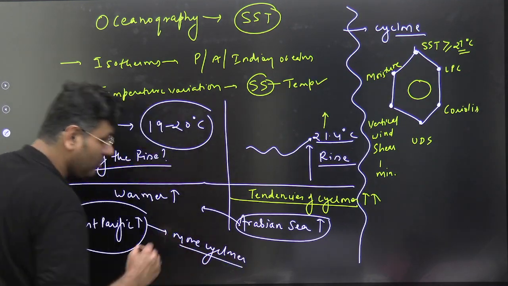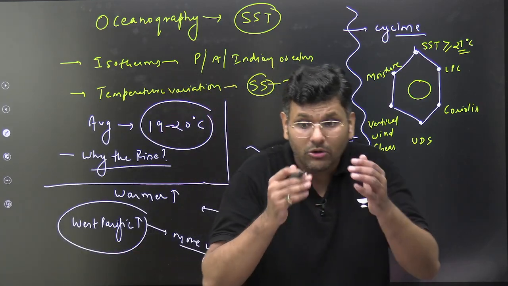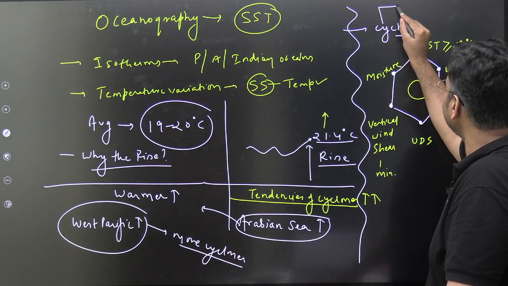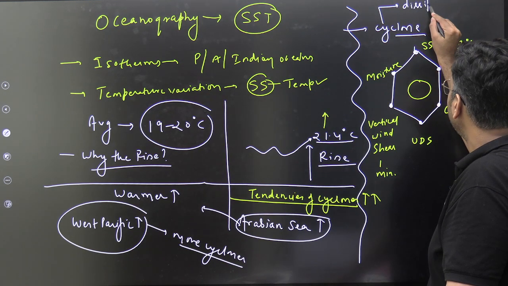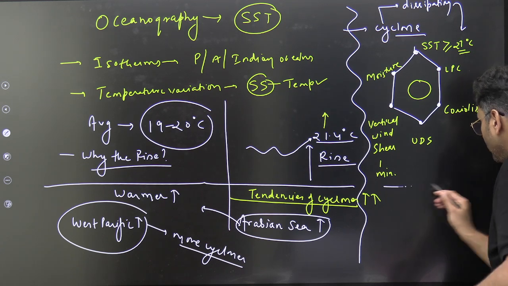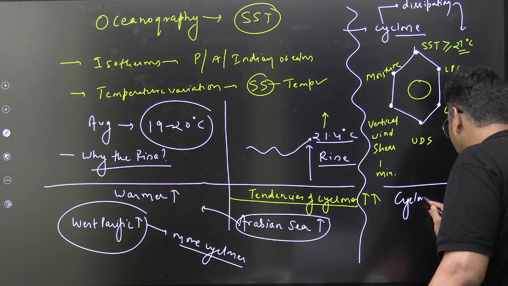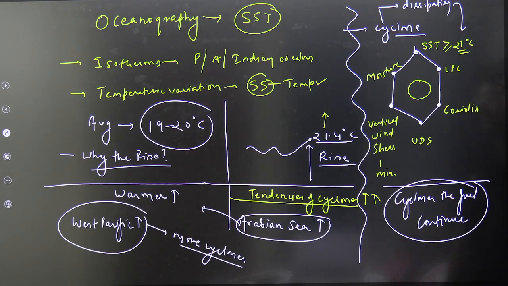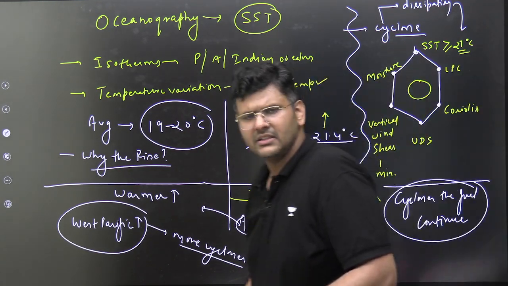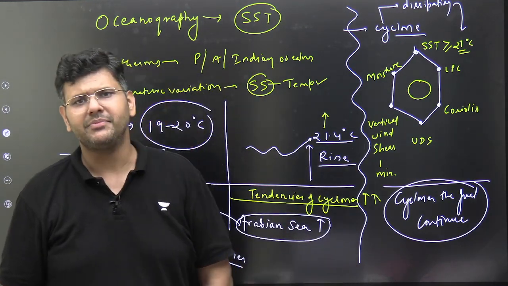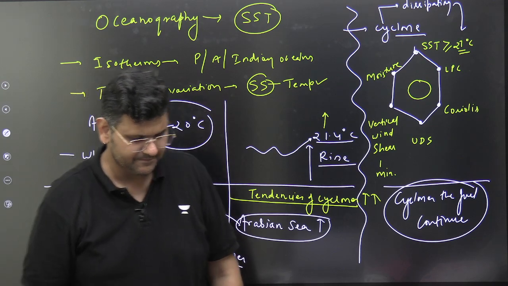And not only more cyclones, it can also be that suppose a cyclone is dying, a dissipating cyclone is there, and it enters water which has a temperature of 27 degrees Celsius, that also means the cyclones have got the fuel to continue, and they can even be disastrous. That is the idea, sir. We have discussed it in the classes so many times. I hope it is fine with all of you.